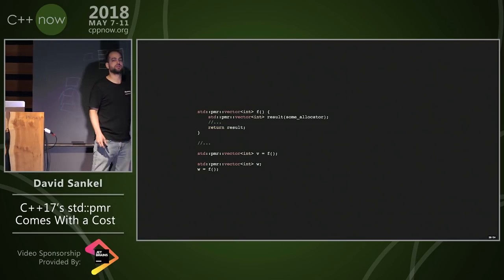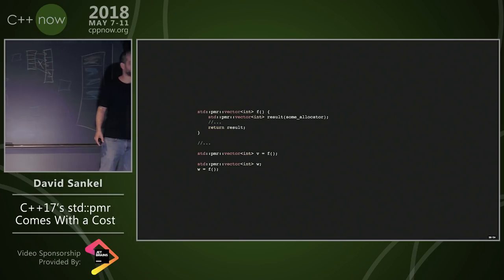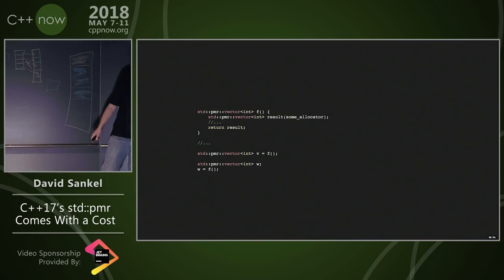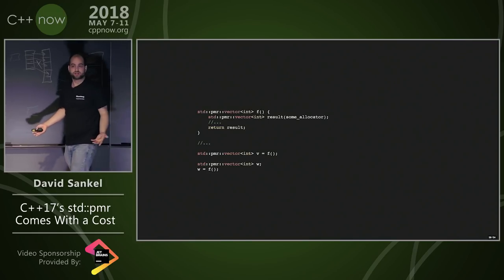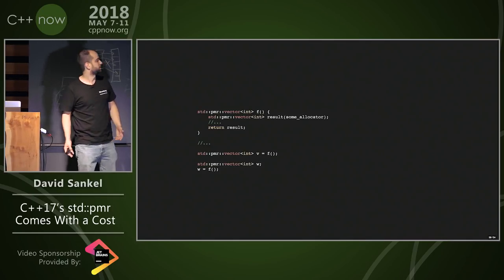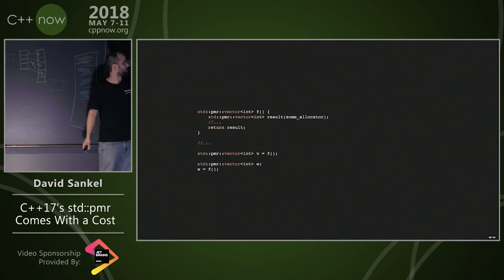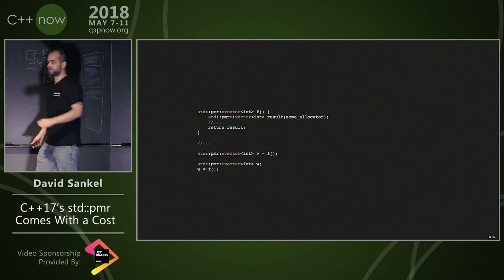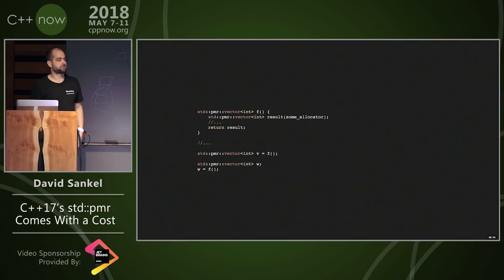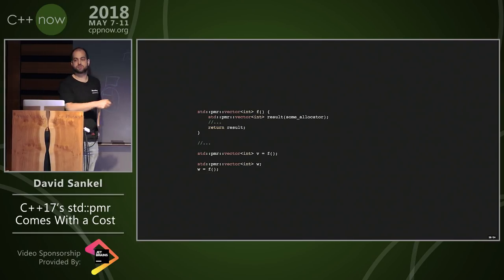And the move constructor, PMR's dirty little secret, will initialize with that allocator. Now when I construct w, it uses the default allocator. And the allocator can't change after something is constructed. So here, this is just doing a copy, and it's not changing the allocator. So that's why v has some allocator and w has the default allocator.